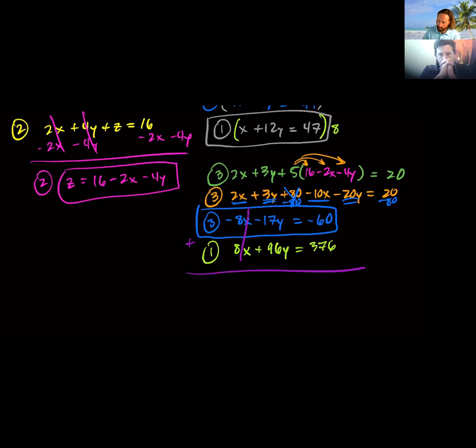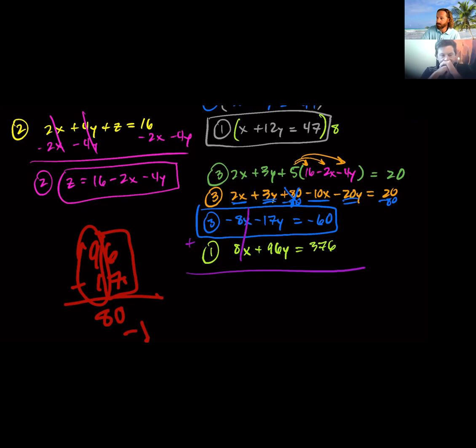So now I got to take 96 and subtract 17. And just be careful. 96 minus 17. A lot of you are like, oh, I got to borrow. No, you don't. You can still do this in your head. You know 90 minus 10 is just 80. You know 6 minus 7 is negative 1. So therefore, I have what?